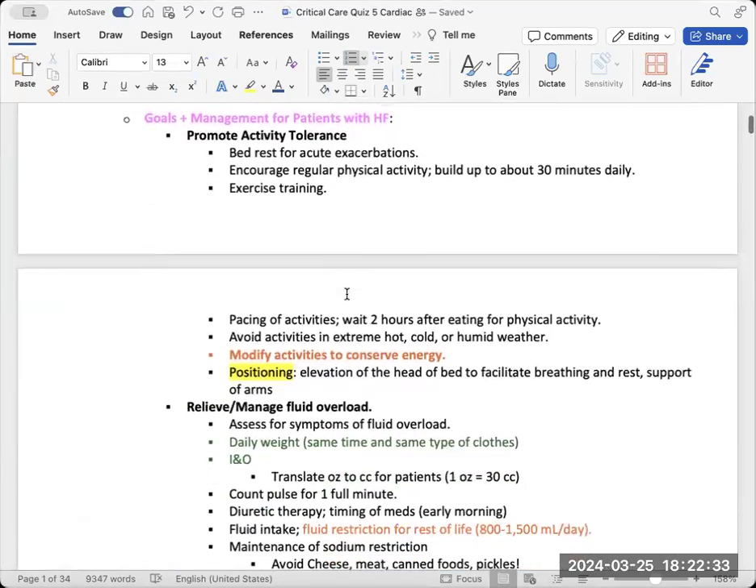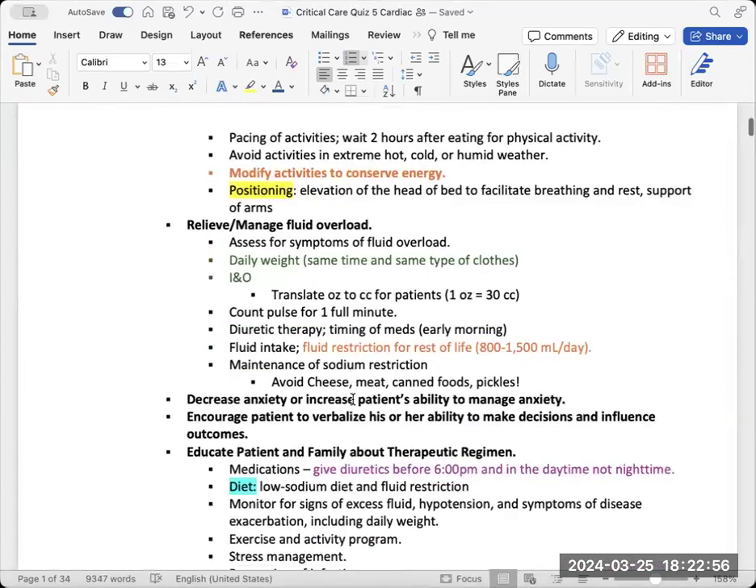Okay. Other goals just include, right, promoting activity tolerance. So making sure that they're on bed rest if they have acute exacerbations, that they have regular exercise, right, for 30 minutes a day. If they feel pain or something going on, we have them stop, right? Making sure we perform activities to conserve energy and elevate the head of the bed to help with breathing, especially for those left-sided heart failure patients.